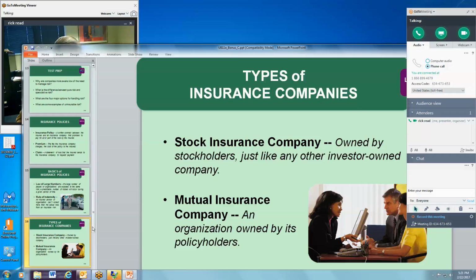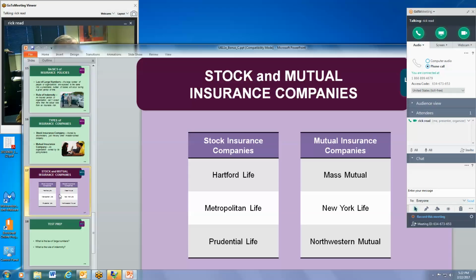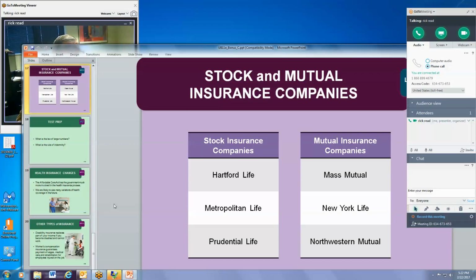All right, let's move on here. This just gives you an idea of different stock insurance companies and mutual insurance companies. Stock companies like Hartford Life and Metropolitan, mutual companies like Mass Mutual and New York Life, also Northwestern Mutual. I'm not trying to leave anybody out here.